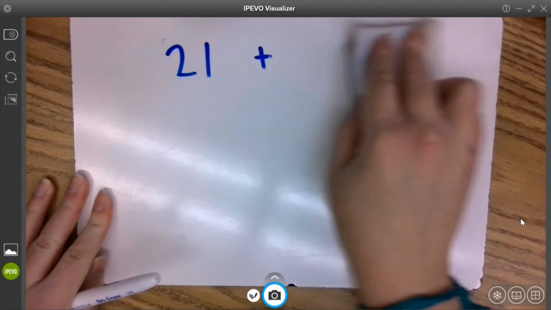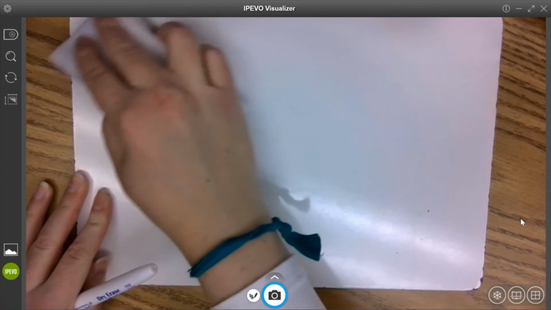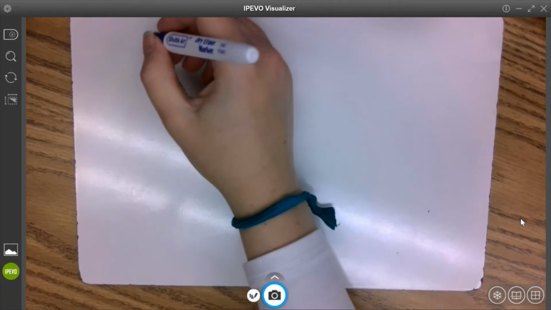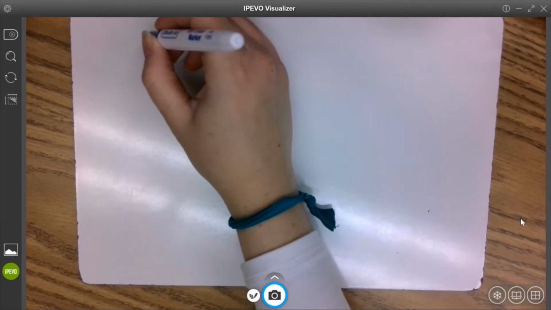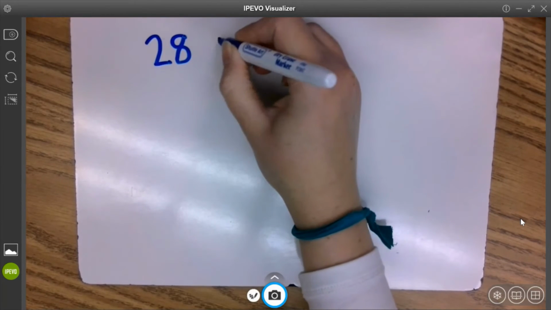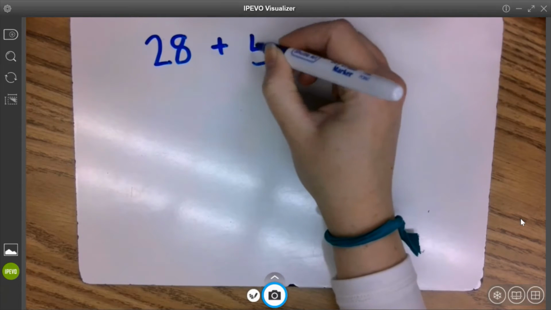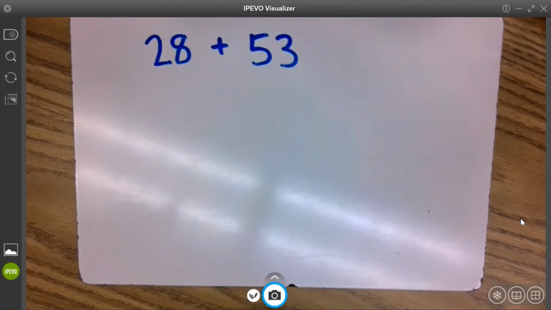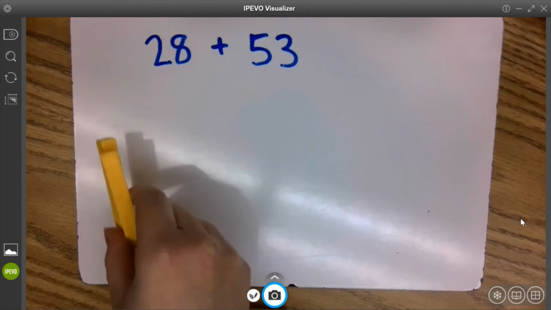Well, here's another thing that we've talked about before. If you make a group of 10, you need to put it together. So let's do almost the same numbers, but instead of 21, I'm going to do 28 and still 53. Okay, so we're going to show 28. What does it mean? 2 groups of 10 and 8 ones.